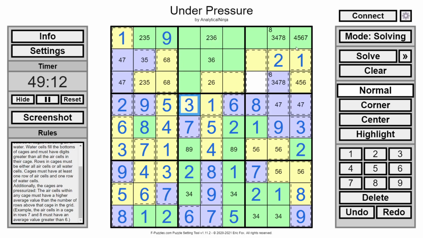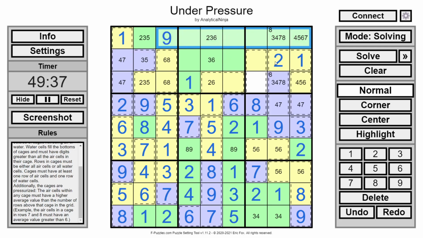Now we need a 1 in box 2, and it can't go up here. Whoops, can't go here or in the cage, so it must go here. This 3 is going to make this arranged. Okay, I think that's good for the moment.